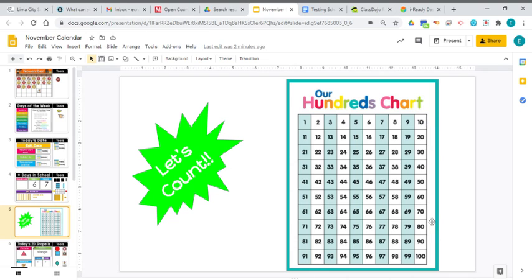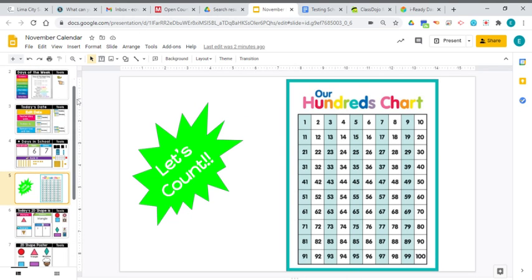Let's go ahead and look at this column because in this column, all of the numbers end with a 0. These are all the numbers we use when we count by tens. Ready? 10, 20, 30, 40, 50, 60, 70, 80, 90, 100.